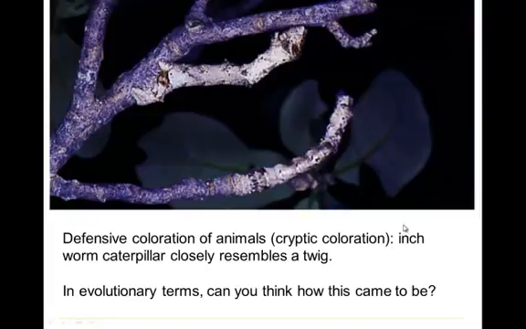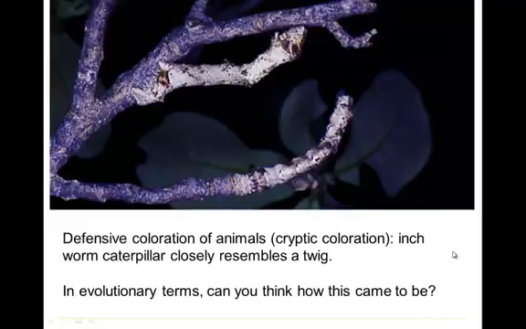Here's an example of defensive coloration of animals. Can you see the animal here? Right here where the cursor is, that is a caterpillar, and it looks very much like a twig. And we haven't really studied evolution yet, but it is an interesting thing to consider. How did a caterpillar come to resemble a twig?